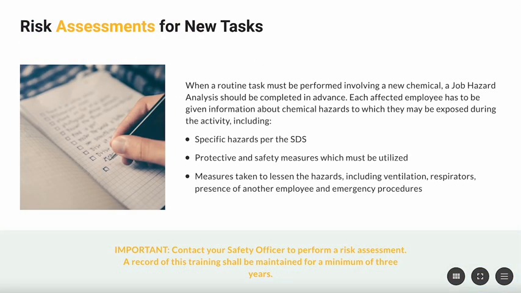It is important to perform a risk assessment whenever a new task is introduced that involves the use of hazardous chemicals. This includes identifying the specific hazards of the chemical based on the information provided in the SDS, determining the protective and safety measures that must be utilized, and implementing measures to reduce the hazards, such as ventilation or the use of respirators. It is also important to provide this information to all affected employees and to document the training for a minimum of 3 years. If you need assistance with performing a risk assessment, you can contact your safety officer for guidance.